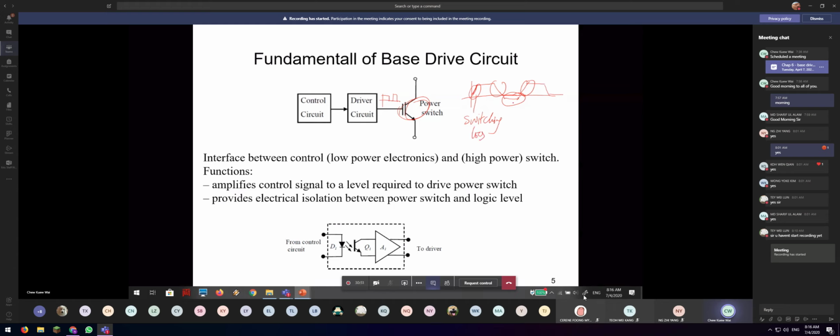This one, I forgot the name. This is also another kind of loss, so you need to design for it. This is due to the storage charge inside that makes the switch become saturated.